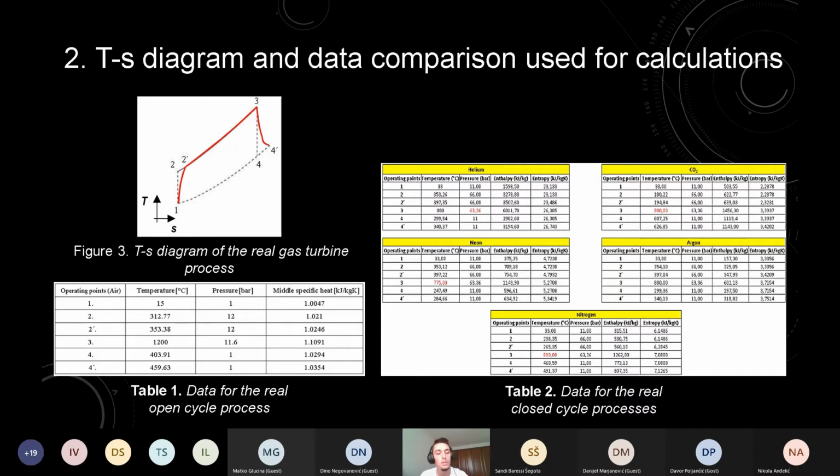Table 2 shows real closed cycle process with different working mediums, which consist of helium, carbon dioxide, neon, argon, and nitrogen for analysis. The trend is similar again. Temperature, pressure, and enthalpy have a rise until point 3. Again, the exception is pressure drop in point 3, while entropy has a constant rise in value through all operating points.